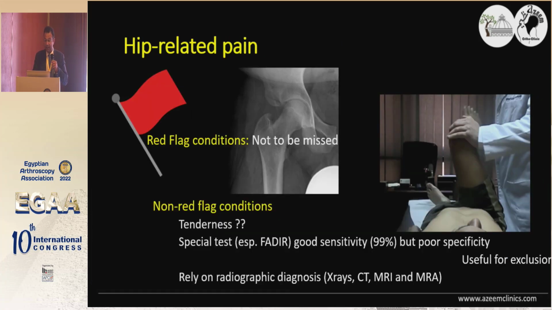If we look at hip-related pain, you have to differentiate it into two categories. The red flags, the most apparent to every surgeon, like an avulsion of the anterior inferior iliac spine, a fracture of the neck, or Perthes disease. The big things, you should not miss them. However, the non-red flag conditions are the hidden areas. Everybody can miss them because they are defined by using special tests.